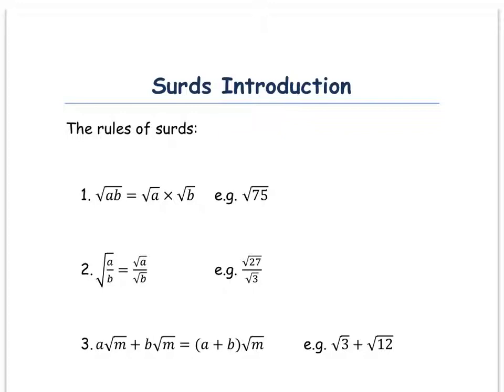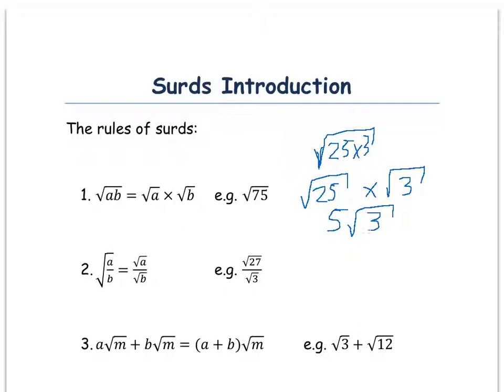So we can rewrite 75 as the square root of 25 times 3, which is the same as saying square root of 25 times the square root of 3. And the square root of 25 is 5, so it's 5 root 3. And that is your answer in surd form.